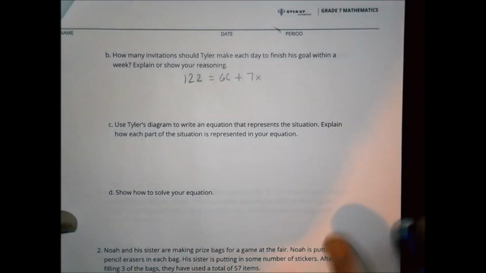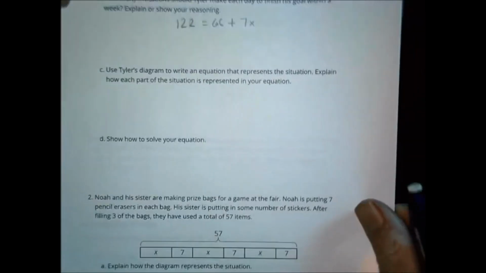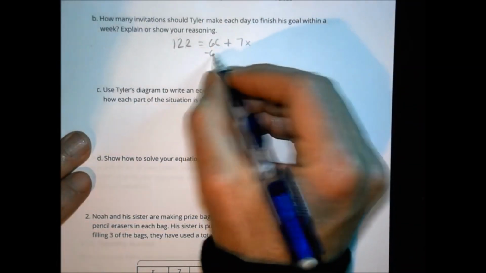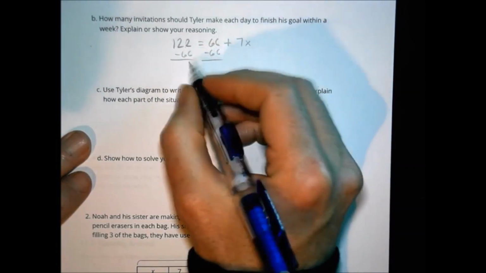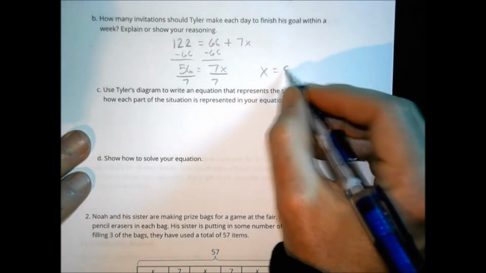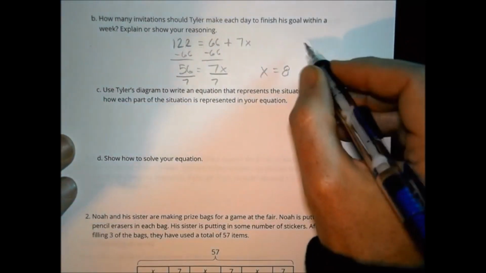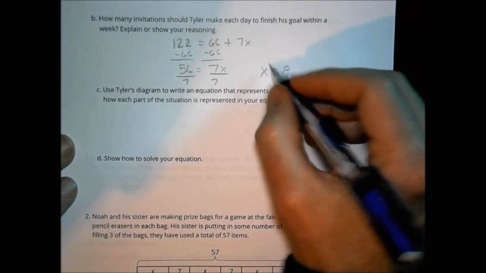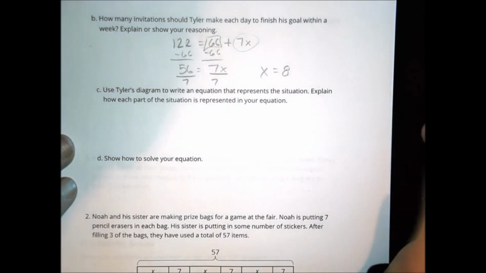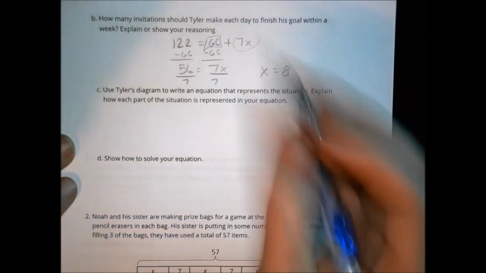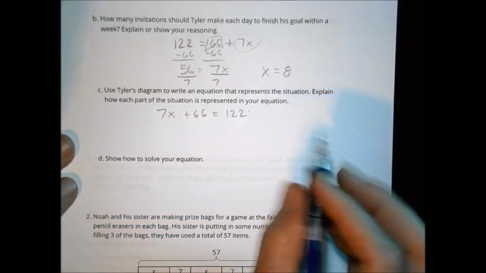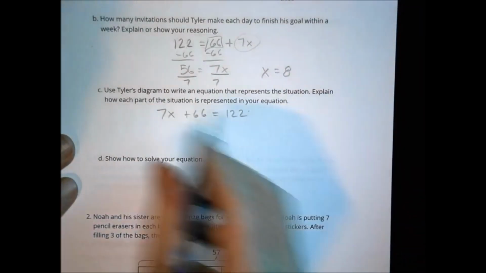To figure out how many invitations he's going to need to make each day to reach his goal, we'd solve something along these lines. I'm going to subtract 66 from both sides so that I have 56 equals 7x, and I divide both sides by 7 so that x equals 8. So to make his goal, he's going to have to make 8 invitations for each day in the week in order to have that combined with the original 66 to make 122. So that's what our equation would look like. Again, the equation is 7x plus 66 equals 122. You can write that any way; it's the same thing, just written the other direction, and that's how we would solve it.